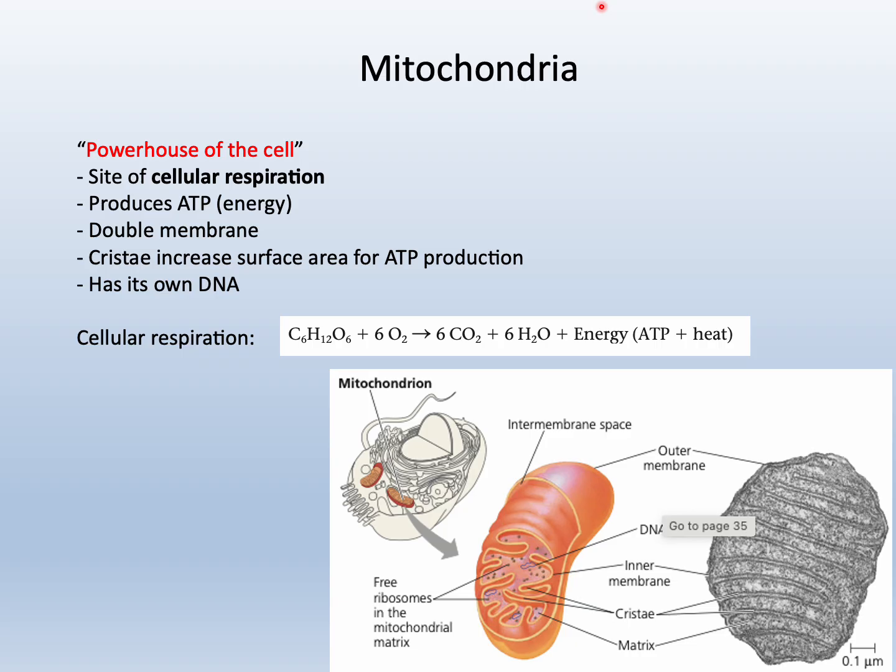Inside the mitochondrion is a matrix right here. This is a matrix inside that has the ribosomes floating inside, and it contains enzymes that help process food molecules. The mitochondria has a double membrane, and then the cristae right here increase surface area for ATP production. Another important thing about mitochondria that's often tested during science school is that it has its own DNA.